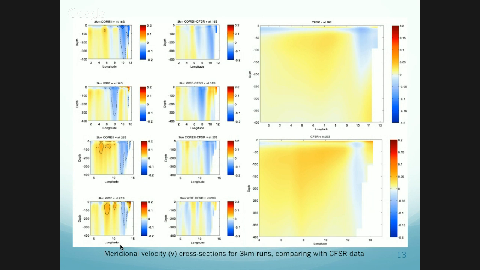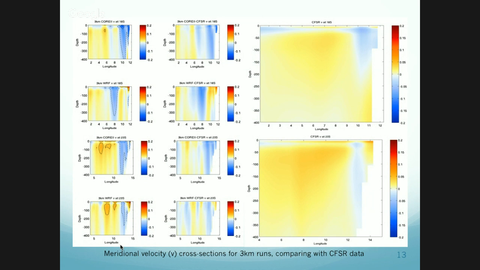I think all the panels up there are 18, right? Yeah, all panels up there are 18 degrees south. So then the top two looks like that's the CORE2 forced ROMS simulation. Yeah, and the bottom two panels are WRF forced. This one is CORE2 only, and this one is CORE2 minus CFSR. Oh, the bottom one is the bias.